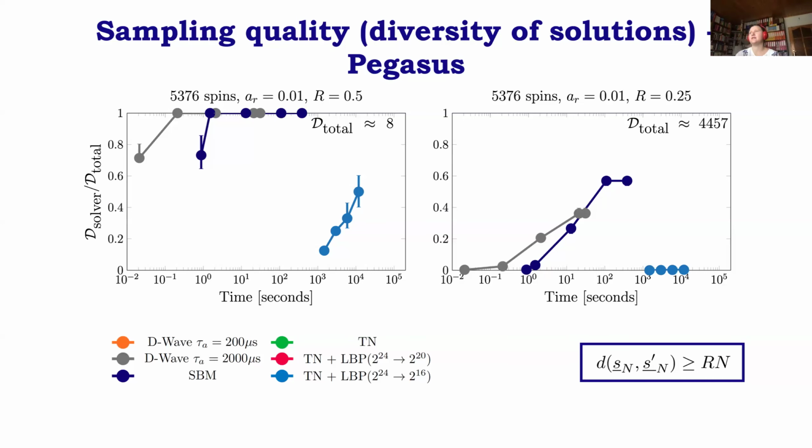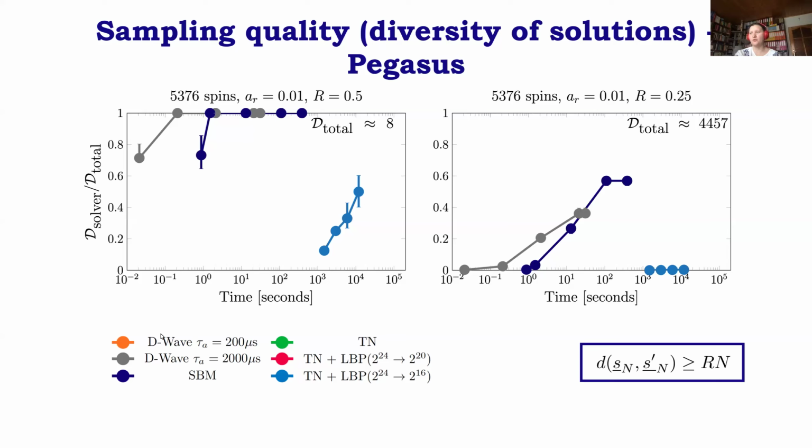We also check the quality of sampling in the framework of the diversity of solution. Here I'm showing you the full Pegasus graph with more than 5,000 spins. And we focus on two distance thresholds. Large distance threshold R equal one half, and smaller distance threshold R equal 1/4. And we set the approximation ratio value to 0.01. For R equal 1/2, the average ground truth diversity is of the order of 8, while for the lower distance threshold it is of the order of 4,000.